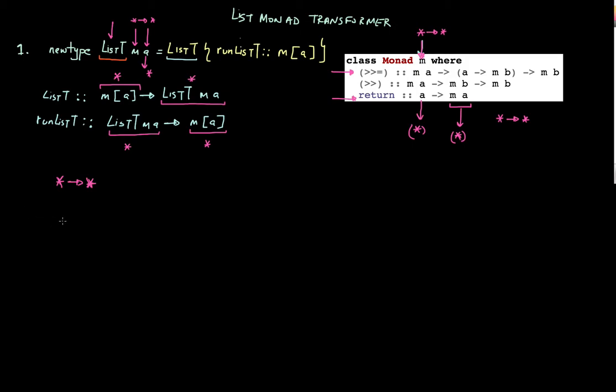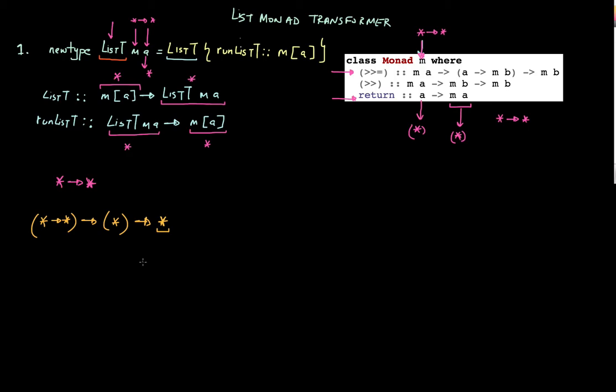So what's the kind for list T then? For list T, the kind in this case is, it consumes these two parameters M and A, and the kind for M is it goes from a star to a star. That's for M. For A, the kind signature is a star, and as an output, I get back another concrete type, which is represented by this star.